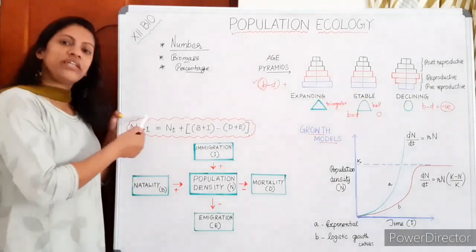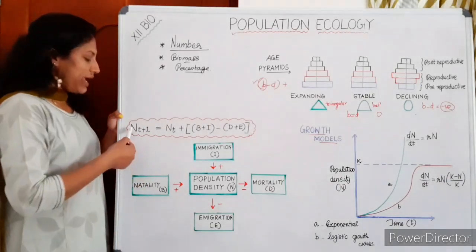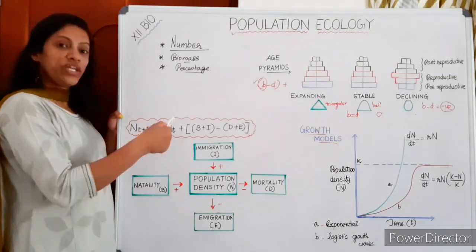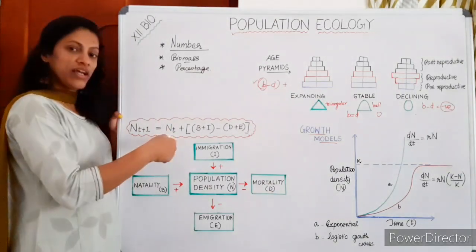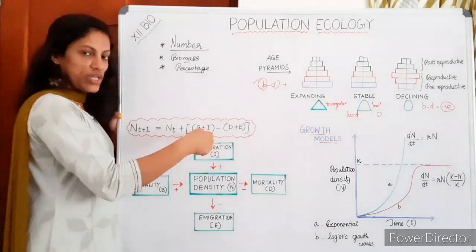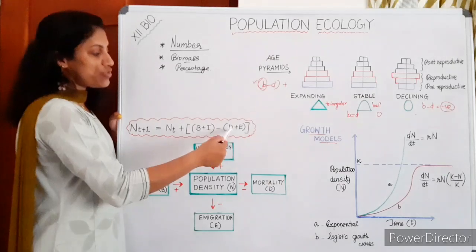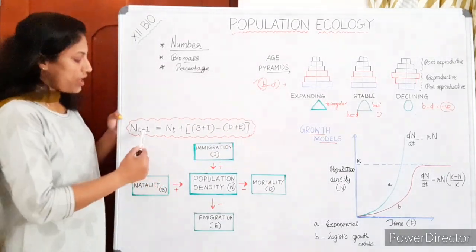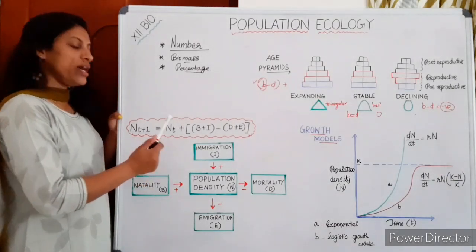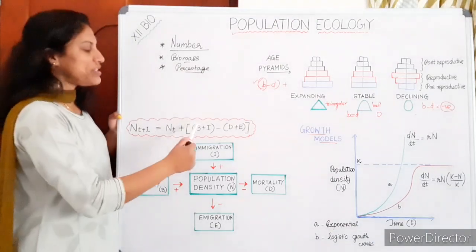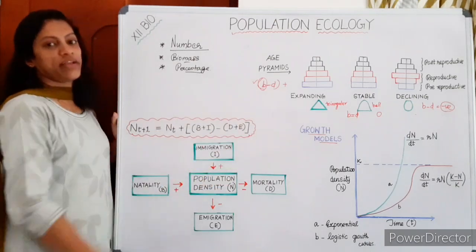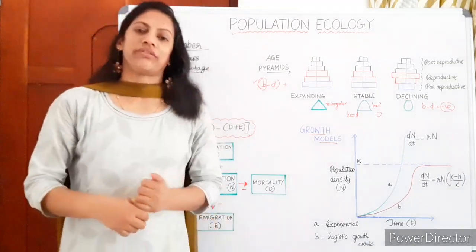That is the population density after a time t plus 1, Nt+1. Population density after a time is equal to the initial population density Nt plus what are the factors added? Natality plus immigration added. Then what is subtracted? Death rate plus emigration subtracted. So Nt+1 is equal to Nt plus birth rate plus immigration minus death rate plus emigration. Just keep in mind, very simple equation.